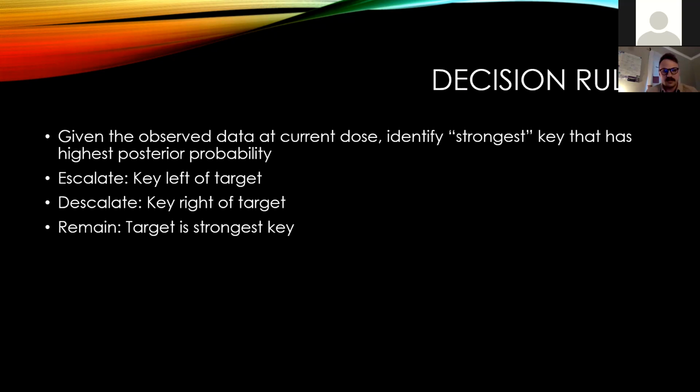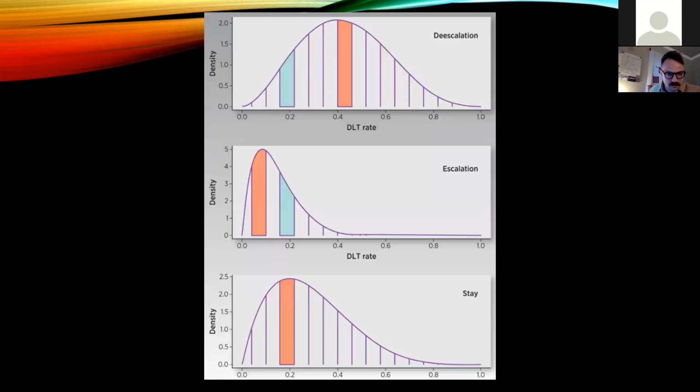So it's a lot easier to tell what's going on if we look at it visually. Graphically, the strongest key is going to be the one with the largest area under the posterior distribution curve of the DLT rate of the current dose. So you can see in this image, we have de-escalation, escalation, and stay, and what our curve is going to look like. And so the statistical rationale is pretty straightforward.